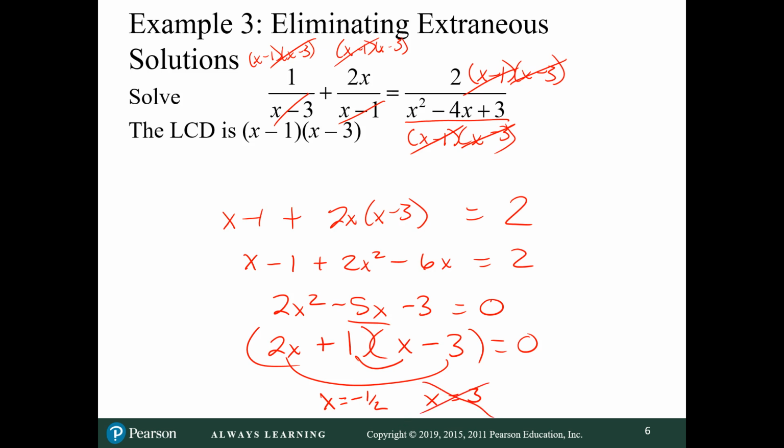If I put a -1/2 in there, I get 1 over -3.5 plus -1/2 times 2 is -1 over -1/2 minus 1 is -1.5 equals 2 over, and then if we put a -1/2 in there, we get 1/4 minus 2 plus 3, or 1/4 minus 1, which is -3/4.